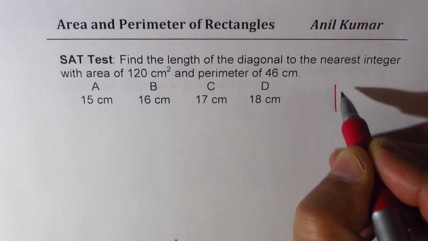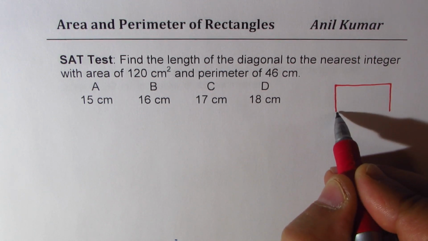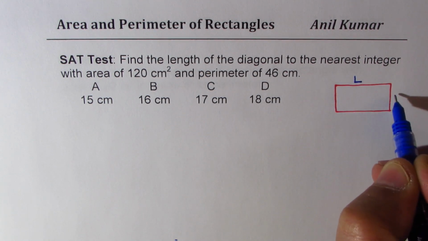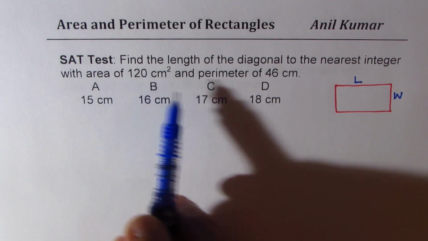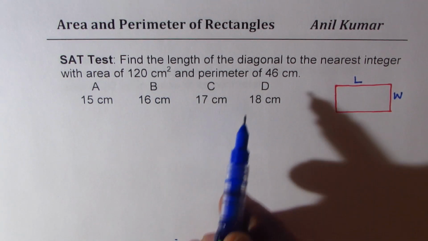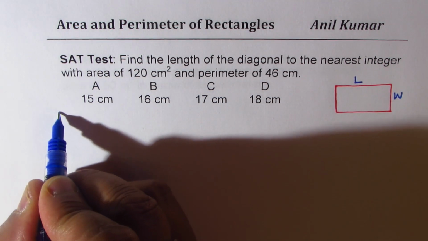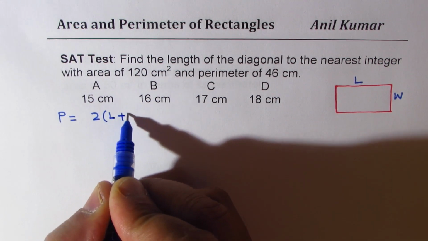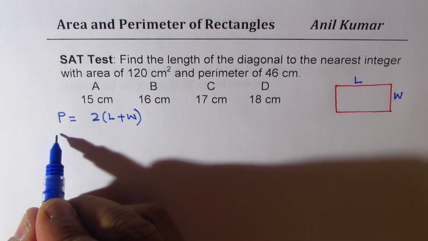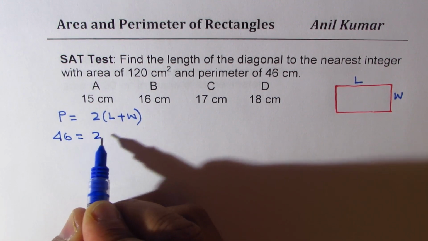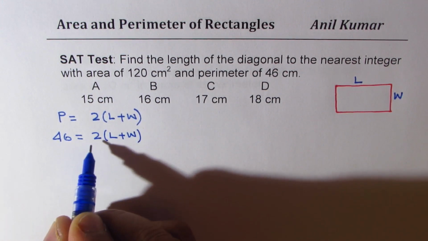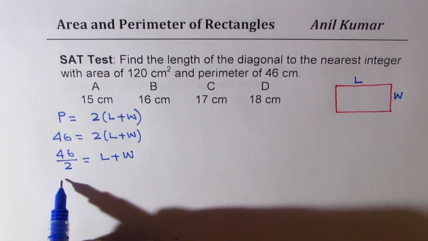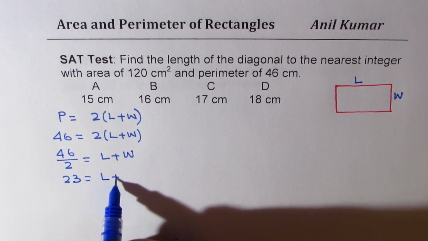Let's begin by defining the variables, right? Let's assume we are now in high school. So we need to define variables, correct? So let us say length is L and width is W. We are given two things, area and perimeter, correct? So perimeter of 46, let's write down, perimeter is 2 times (length plus width). In our case, it is 46. So we'll write 46 equals 2 times (length plus width). So 46 divided by 2 will be length plus width, which is 23, right? So 23 is length plus width.